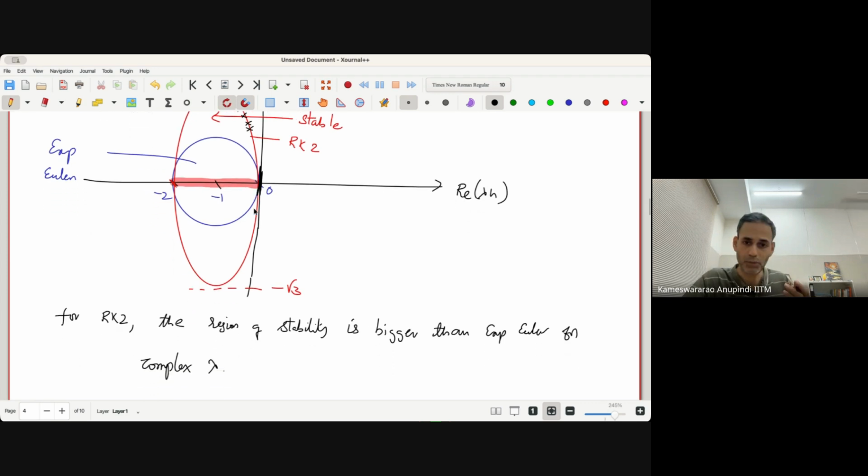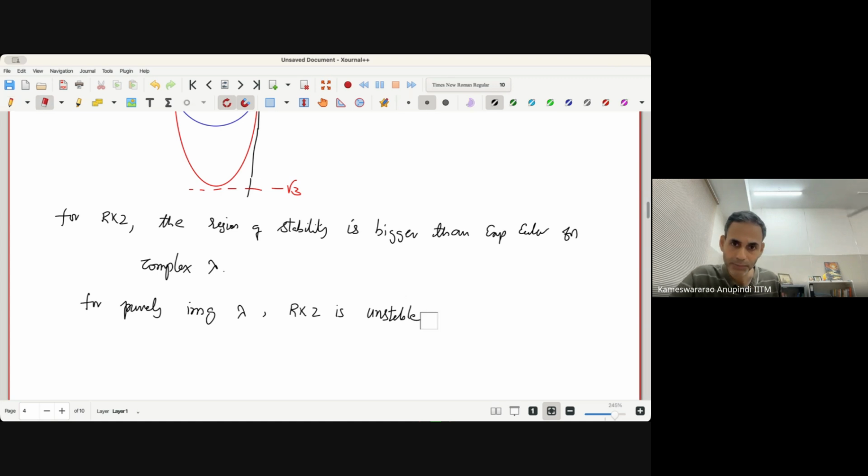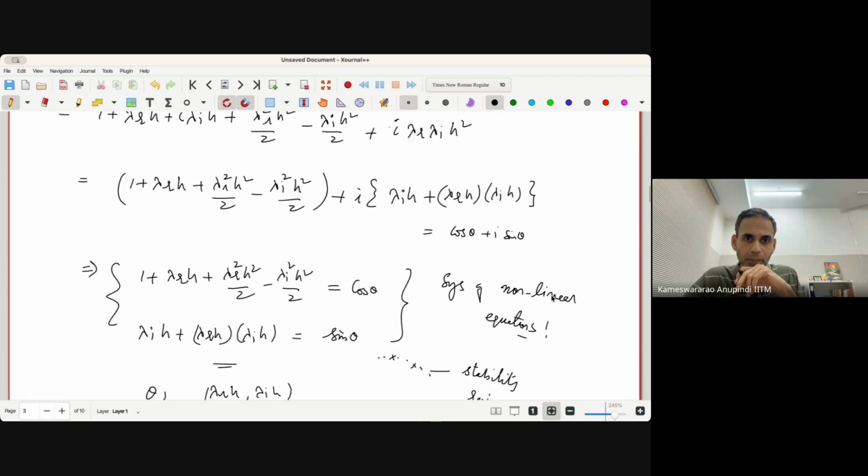Okay, that means for purely imaginary lambda, RK2 is unstable. Or unconditionally unstable. We can say that this is unconditionally unstable, just like the explicit Euler method. Now we should be able to prove that also from the equation.